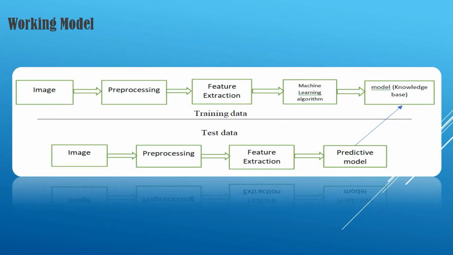So the working model basically involves image pre-processing, feature extraction, machine learning algorithm, and model knowledge. So in pre-processing, we perform read image, resizing image, remove noise and segmentation. So in read image, we are storing the path of our image in dataset. In resizing the image, we are resizing the image to a standard size, and in segmenting we are going to segment the image, and based on the background we are storing it in the folders.